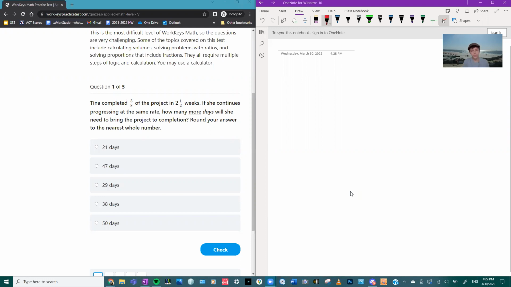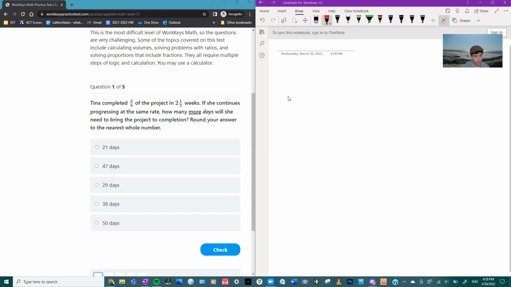This is the WorkKeysPracticeTest.com Applied Math Level 7. And this is supposed to be the hardest one, but it's not really that hard. Nothing that you haven't been doing before, probably. So let's look at this first question.